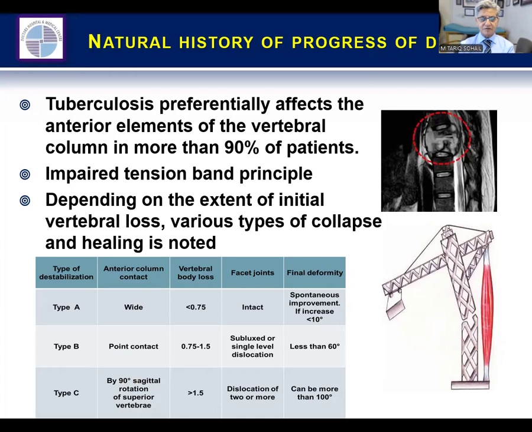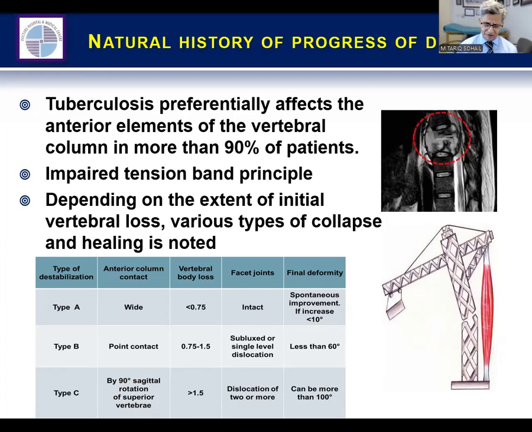Type B is when more than one vertebra is involved and lost in the disease process. There may be a subluxation or a single-level dislocation of the facet joint, and the degree of deformity is less than 60 degrees. And type C is when there is not only sagittal rotation of the vertebrae, and there may be an acute kyphosis, with the anterior part of the vertebra lying more horizontally and kissing the superior portion of the lower vertebra. There's a loss of more than 1.5 or maybe 2 vertebrae, a dislocation of the facet joint, and a deformity of more than 100 degrees.